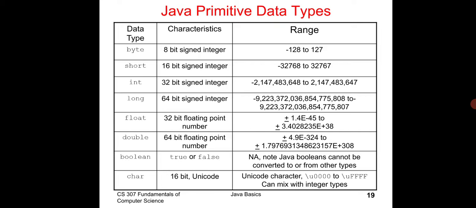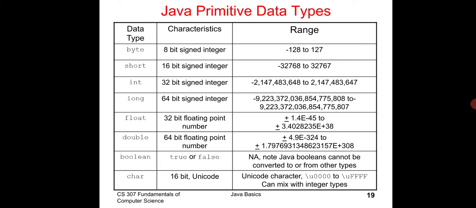The data types, their characteristics and range are displayed in this slide. Byte is an 8-bit signed integer, with a range from minus 128 to 127. Short is a 16-bit signed integer, from minus 32768 to 32767. Int is a 32-bit signed integer, from minus 2,147,483,648 to 2,147,483,647.